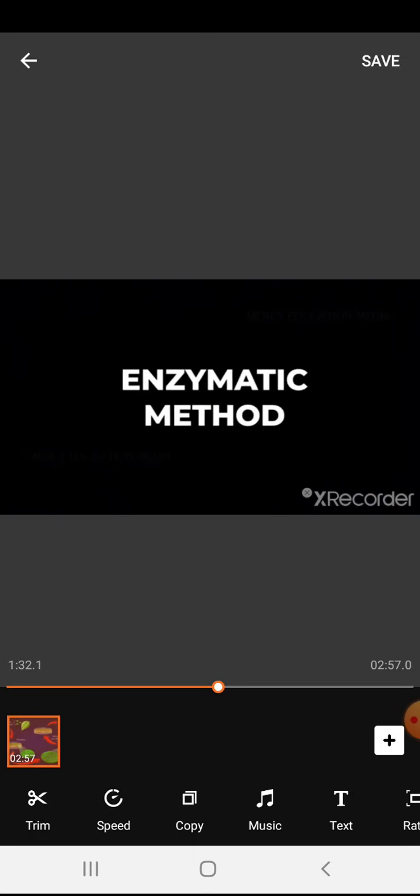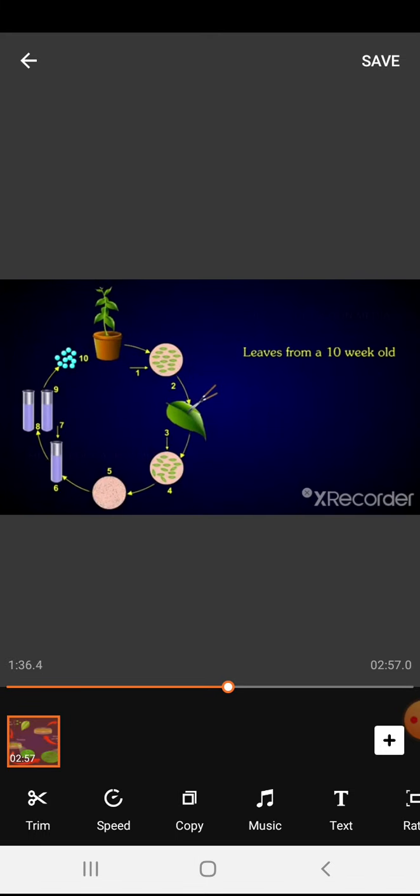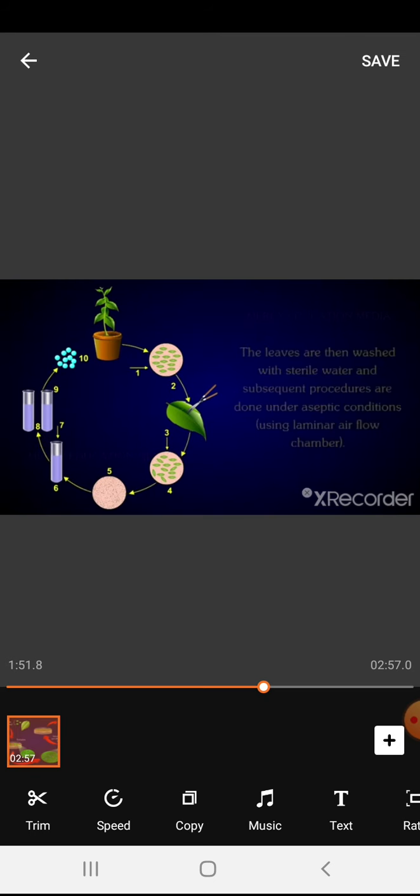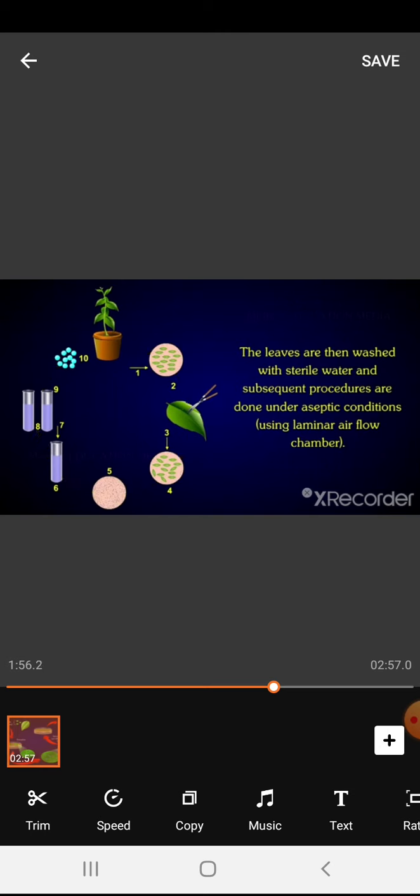Let us know about the enzymatic method. Leaves from a 10-week-old plant are sterilized with 70% alcohol and then treated with 2% solution of sodium hypochlorite for 20 to 30 minutes. The leaves are then washed with sterile water and subsequent procedures are done under aseptic conditions, that is, using a laminar airflow chamber.